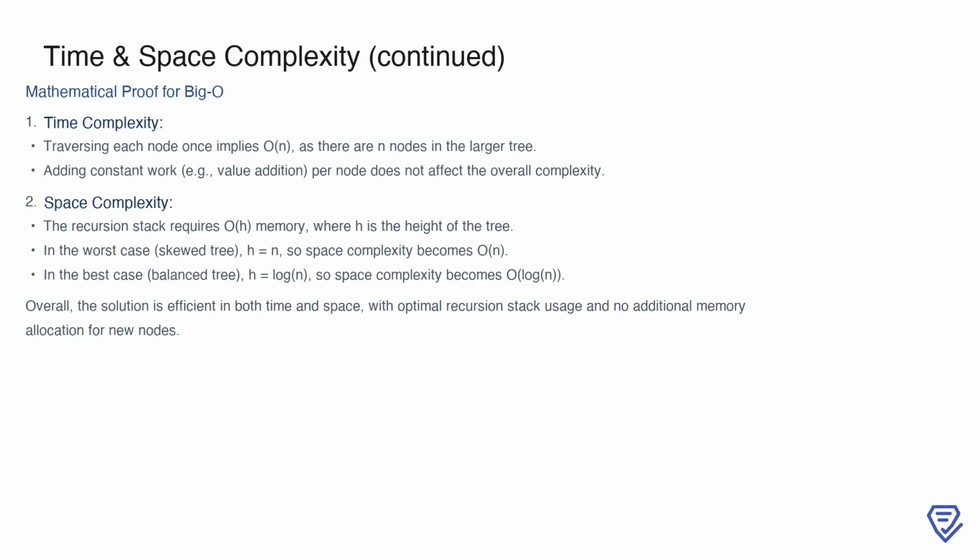Finally, let's solidify our understanding with a mathematical proof for the big O complexities. For time complexity, the algorithm traverses each node exactly once, which gives us O(n), where n is the number of nodes in the larger tree.